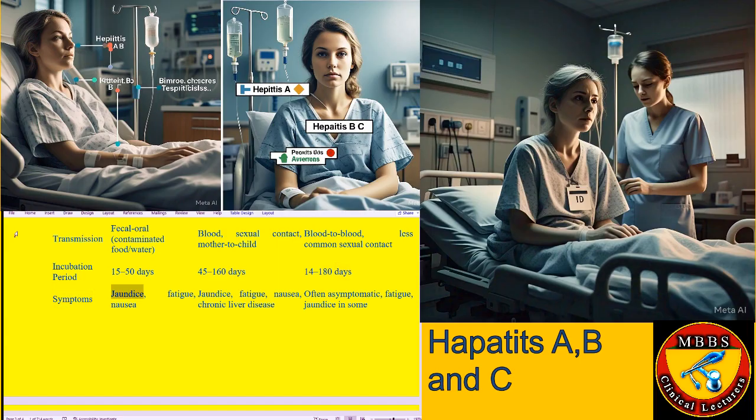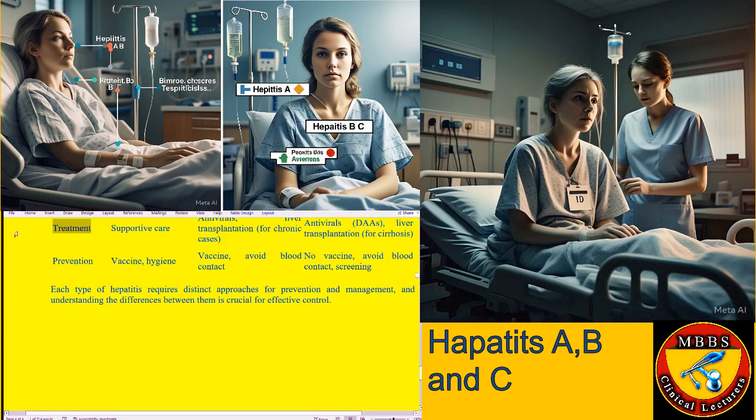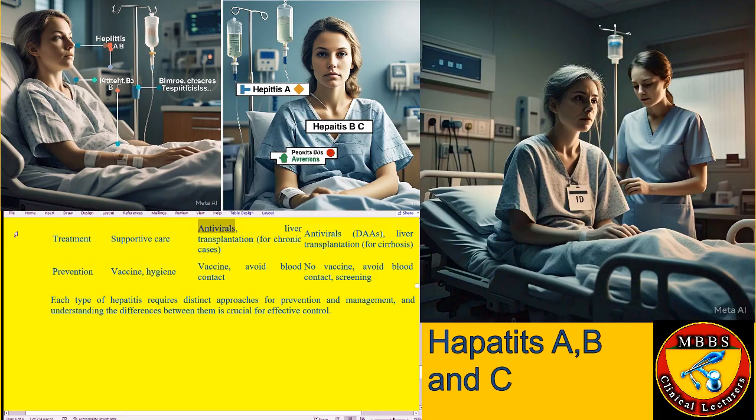Symptoms: jaundice, fatigue, nausea; jaundice, fatigue, nausea, chronic liver disease; often asymptomatic, fatigue, jaundice in some. Treatment: supportive care; antivirals, liver transplantation for chronic cases; antivirals, DAAs, liver transplantation for cirrhosis. Prevention: vaccine, hygiene; vaccine, avoid blood contact; no vaccine, avoid blood contact, screening.